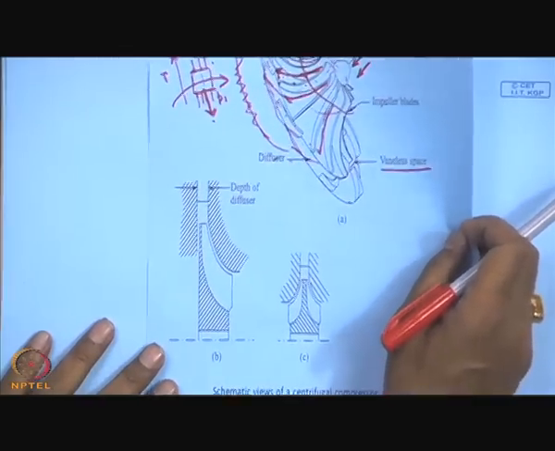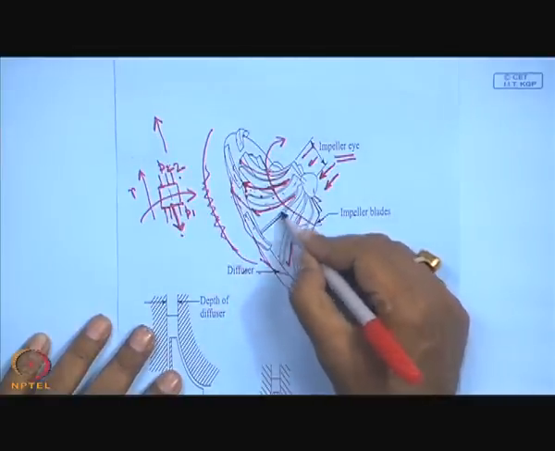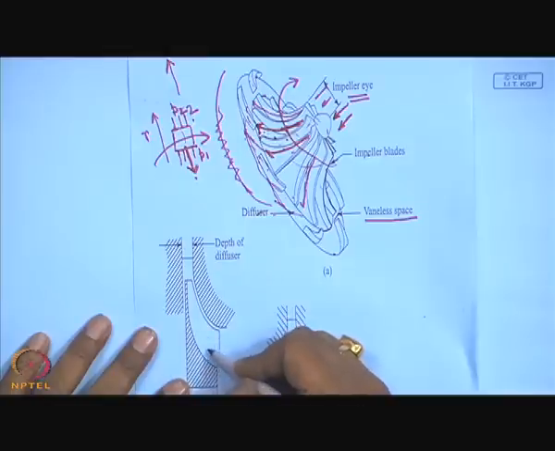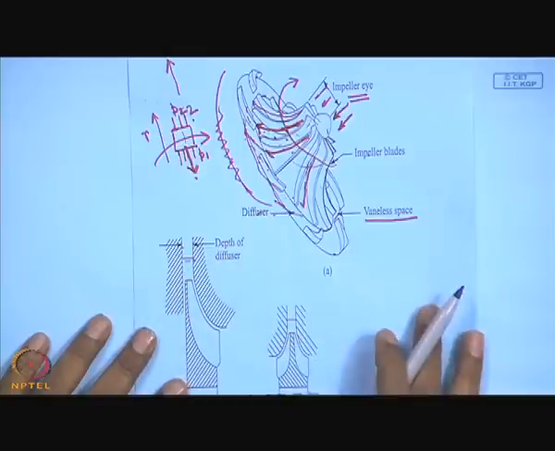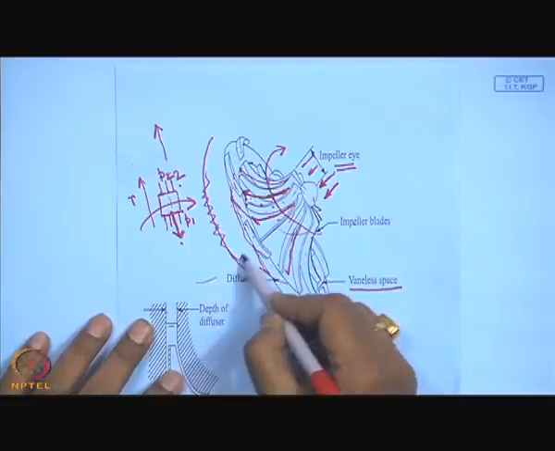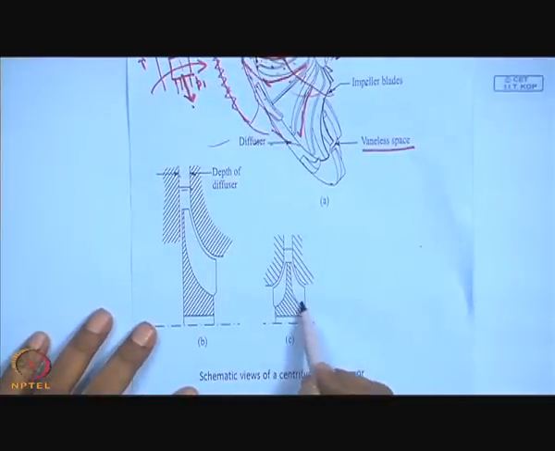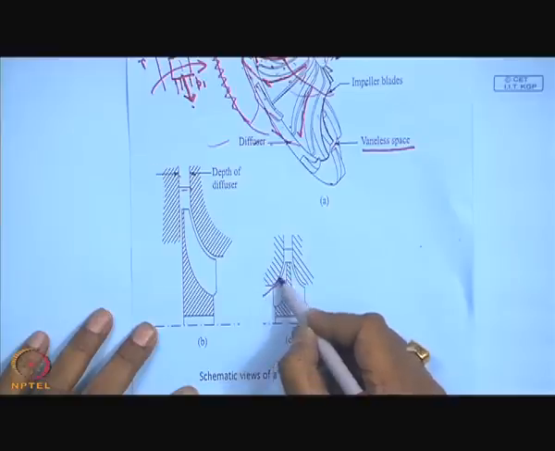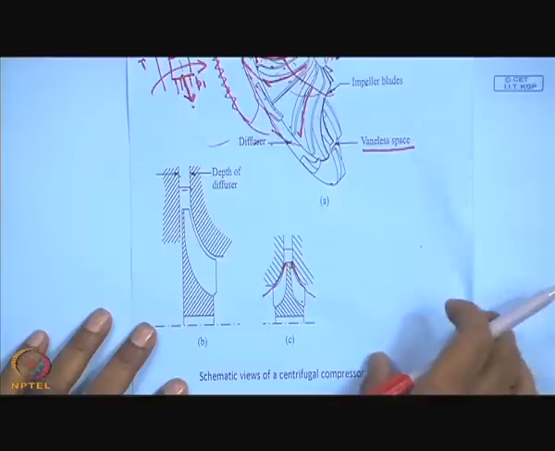You can have a look at this diffuser and the impeller. If you take a view from this side, you will get a view like this. So, this is the impeller blade, this is the diffuser, this is the depth of the diffuser. Now, sometimes the impellers are double sided, that means the air is sucked from both sides of the impeller, a double action. So, this is a double sided impeller, that means the air flows from both the sides. These are the schematic views of the impeller. Okay. Now, after this we come to this figure.